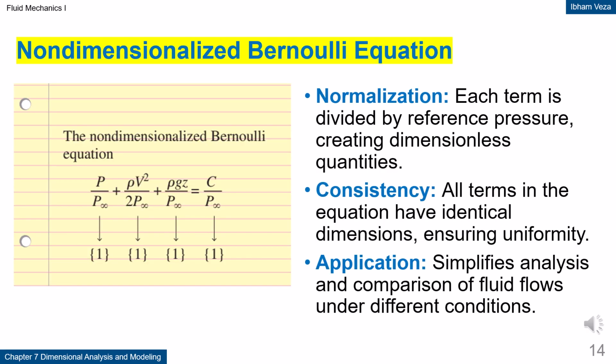Non-dimensionalized Bernoulli equation. By dividing each term of the Bernoulli equation by a reference pressure, a dimensionless form is obtained. This process removes units while preserving the physical relationships among variables. The result is a more general equation that can be applied to various flow conditions. This approach makes it easier to compare systems of different scales. Non-dimensionalization becomes an important step in similarity analysis and modeling.